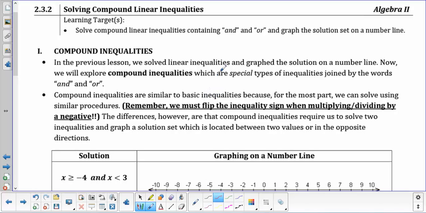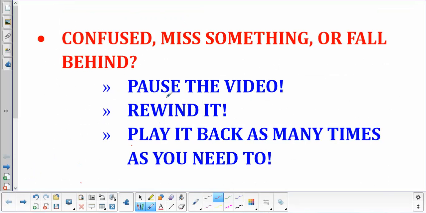Alright, this is lesson 2.3.2, solving compound linear inequalities. As always, if you are confused or you missed something, if you're falling behind, please pause the video, rewind it, play it back as many times as you need to. Don't feel like you have to catch up or keep the same pace that I'm moving. So pause it as many times as you need to. Otherwise, we're going to jump right into this.